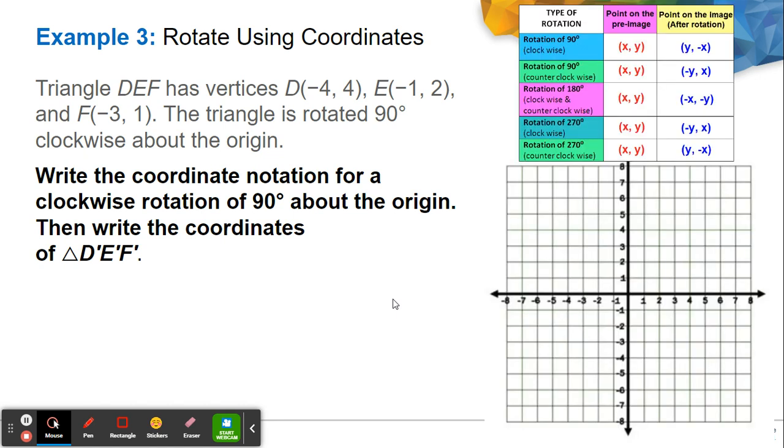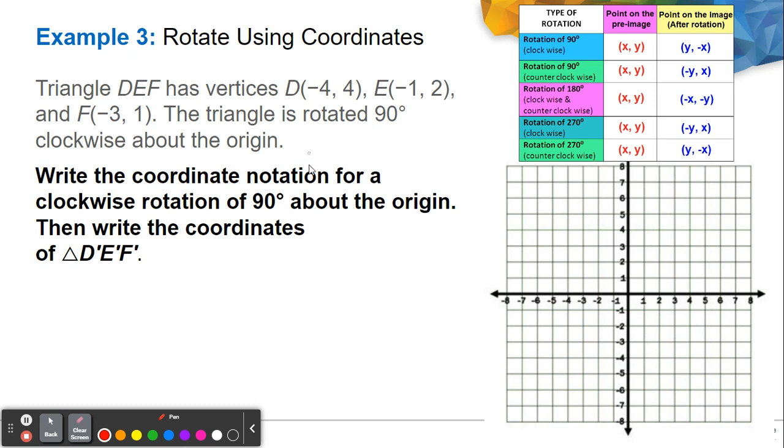Example number 3, rotating using coordinates. We have triangle DEF with vertices D (negative 4, 4), E (negative 1, 2), and F (negative 3, 1). The triangle will be rotated 90 degrees clockwise about the origin. We're going to write the coordinate notation for clockwise rotation of 90 degrees about the origin, then write the coordinates of triangle D prime, E prime, F prime. You're only asked for the coordinates of our rotated image. We don't actually need to graph, but just for more practice in graphing, I will ask you to graph as well.